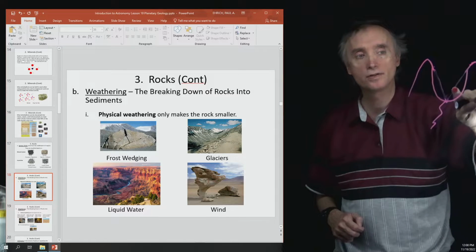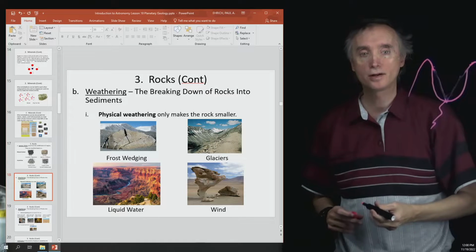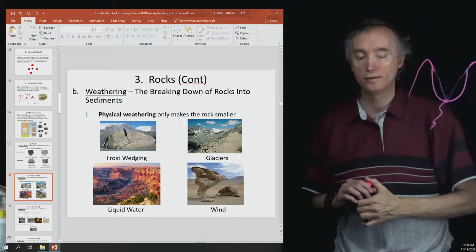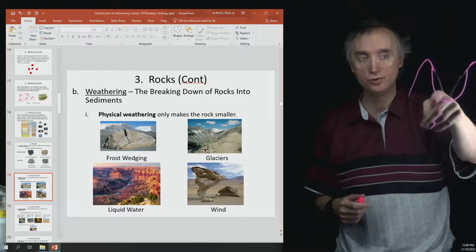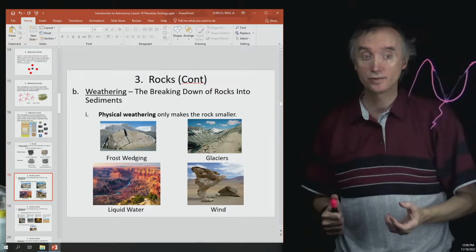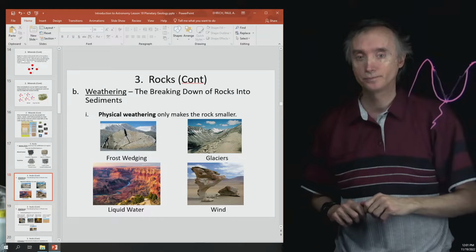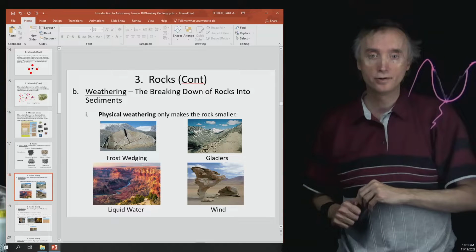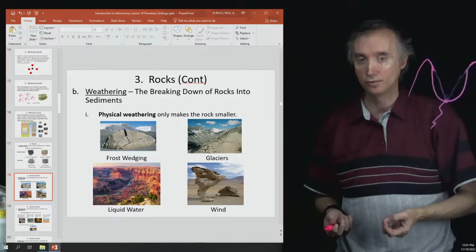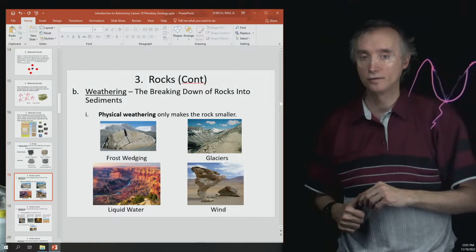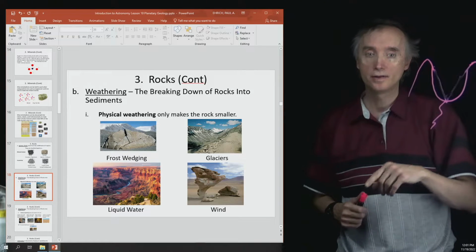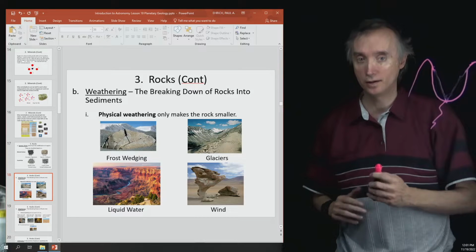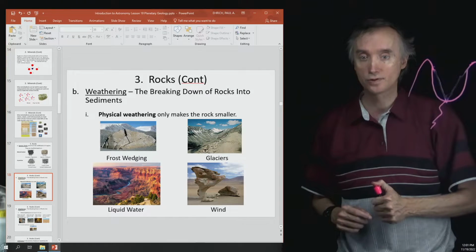If you ever have a chance to go out west and look at the Rocky Mountains, you'll see a lot of examples of where the valleys have been carved into a U-shaped valley due to glaciers that came from the last ice age. Then, what's that a picture of down there under liquid water? Well, that's the Grand Canyon. So liquid water can carve up things. And then that picture that's next to it shows what wind can do. So wind can erode rocks and make them smaller.